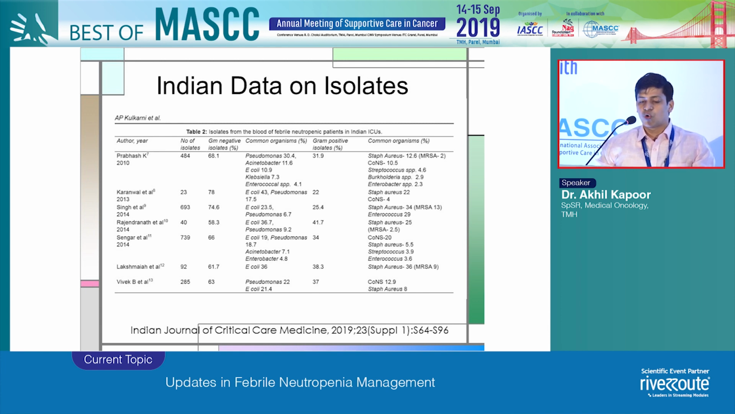One is of 484 isolates. The chief author was Kumar Prabhas sir, in which we found that Pseudomonas was 30% of all isolates. And another publication by Manju Sanger ma'am, which included 739 isolates, found E. coli was 20% and Pseudomonas was again about 19%.